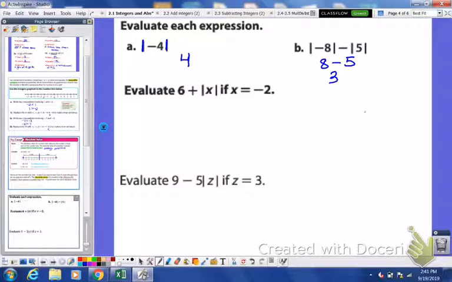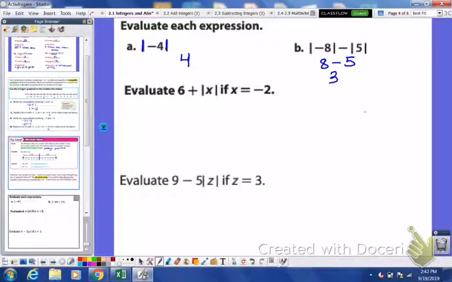Please be careful, you are not just changing your sign. Absolute value, again, is always, always, always positive. -8 is 8 units away from 0. 5 is 5 units away from 0. So that's how we got our 8 minus 5 to be 3.